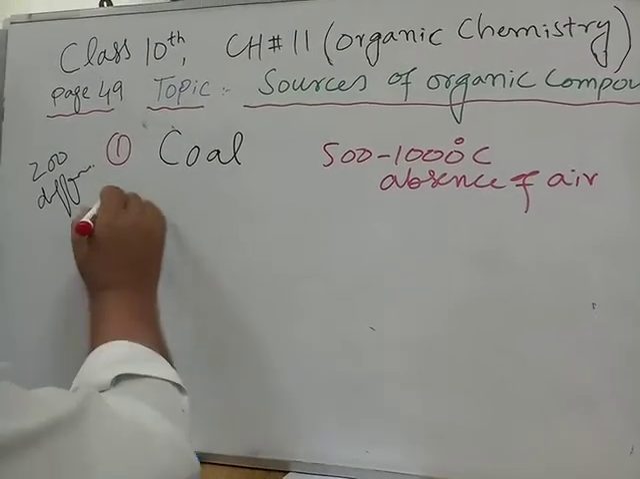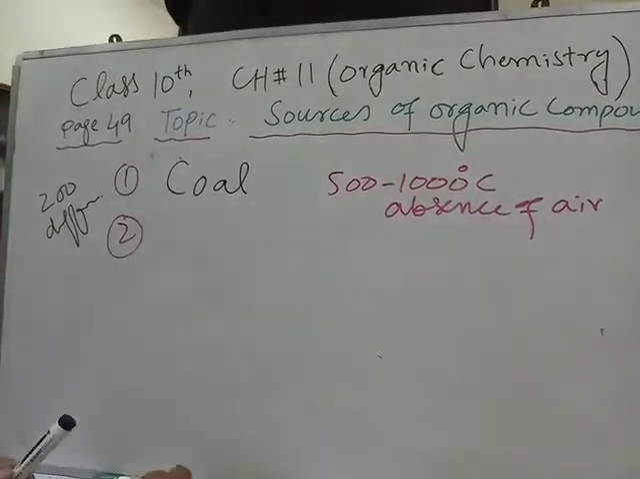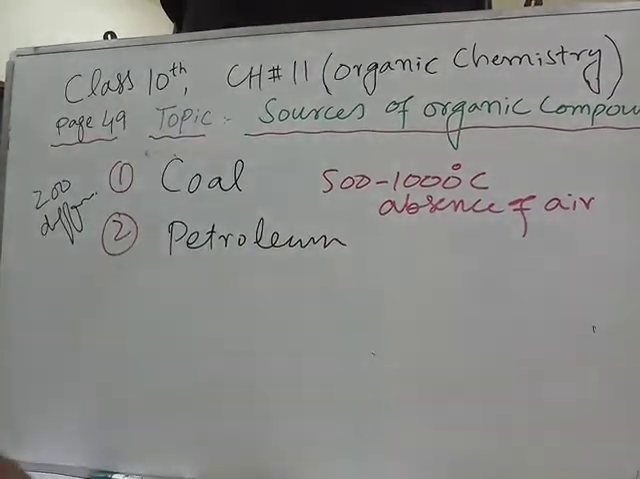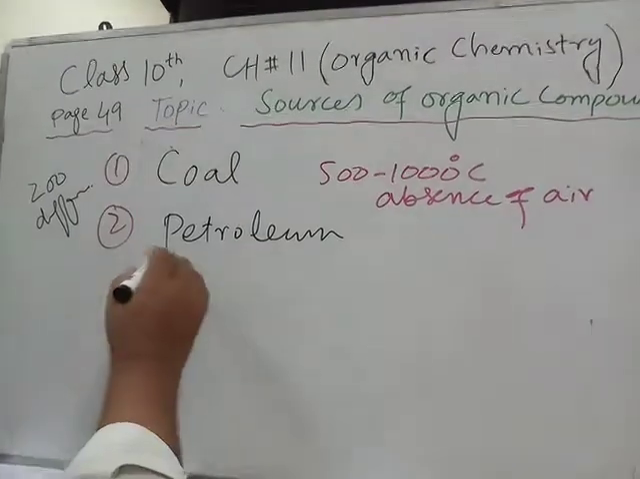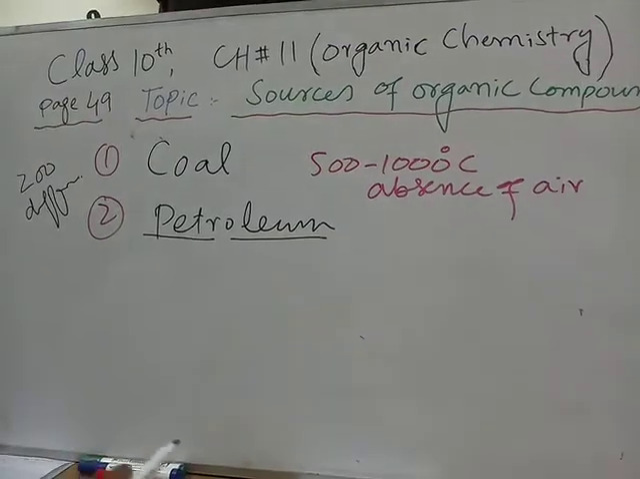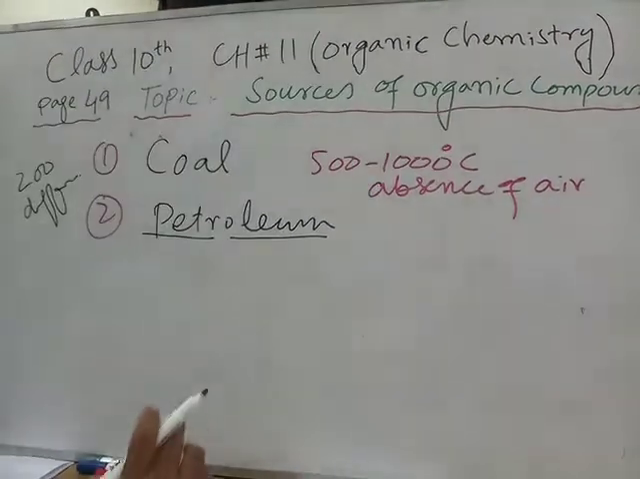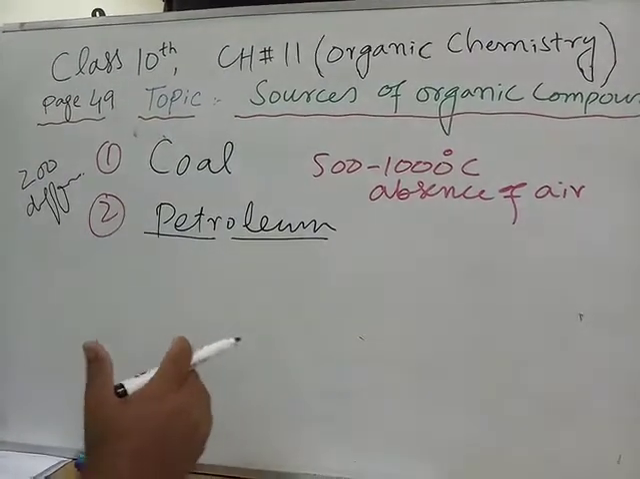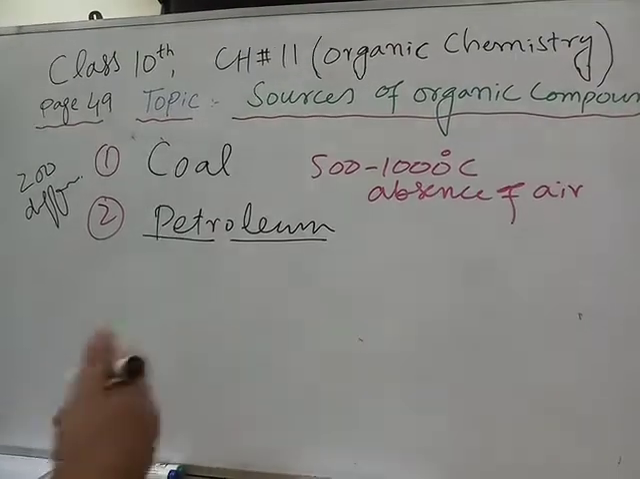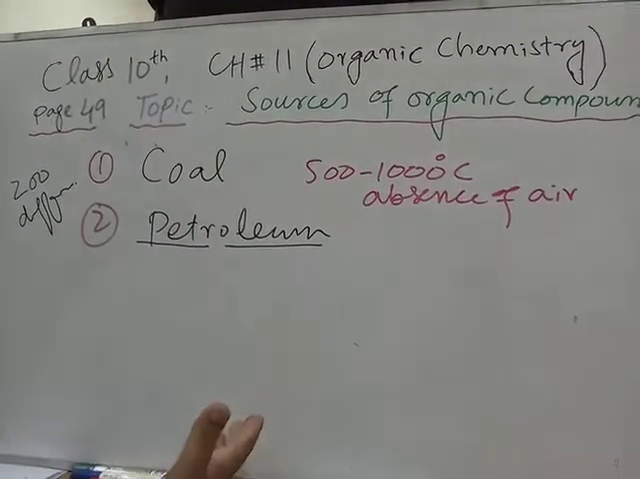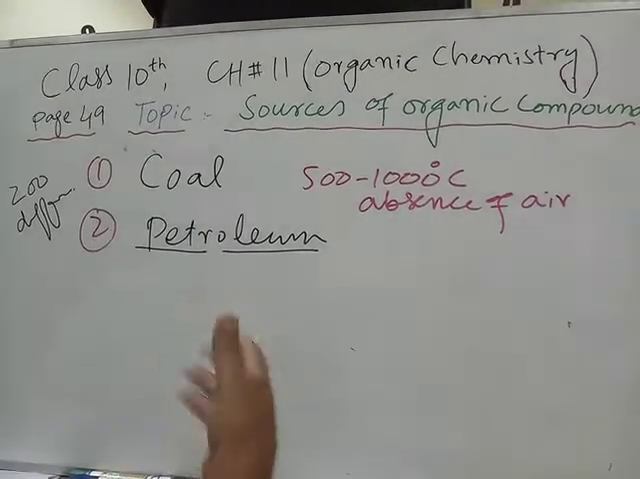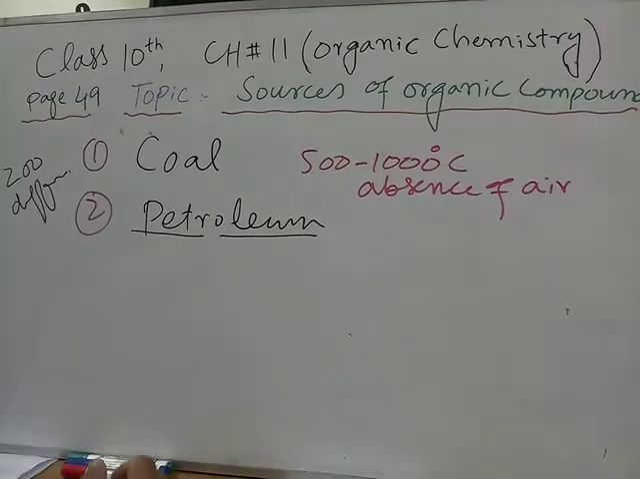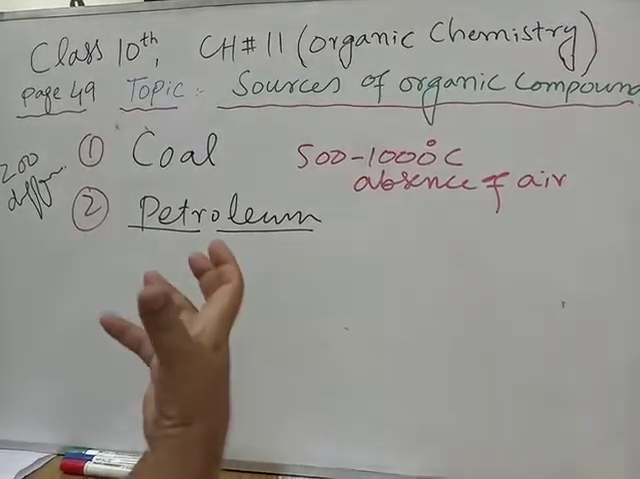The second one is petroleum. Petroleum is the second source of organic compounds. Remember that petra means rock, oleum means oil. Petroleum is actually a dark brown viscous liquid which is present beneath the earth up to a distance of hundreds of feet. So when this petroleum is extracted, it is a dark black viscous liquid.